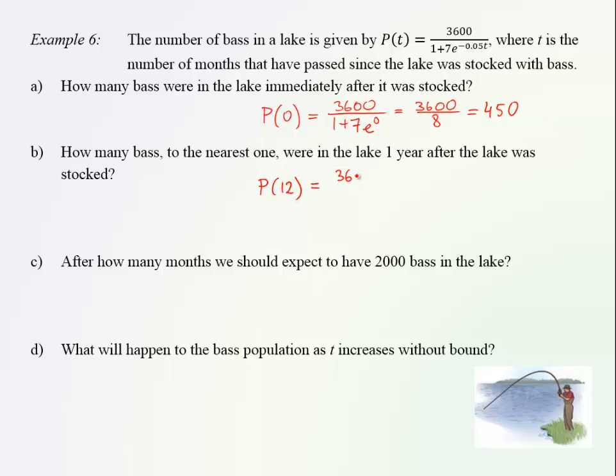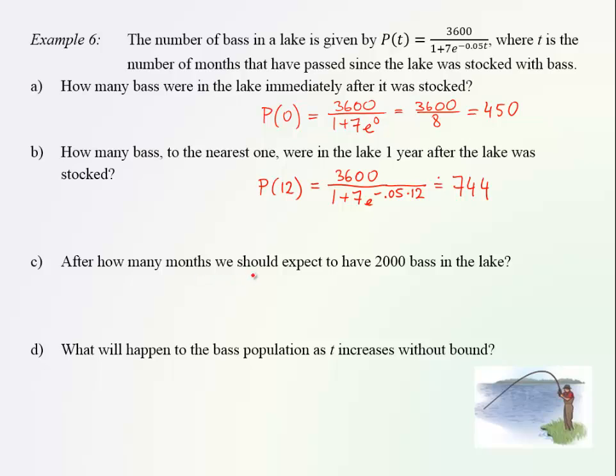Again, let's plug in everything to the formula. 1 plus 7 e to the negative 0.05 times 12. And now if we use a calculator, we should end up with approximately 744 fish. Again, make sure that you use enough brackets. For example, you must use a bracket around the denominator. You also must use a bracket around the exponent to make it work.